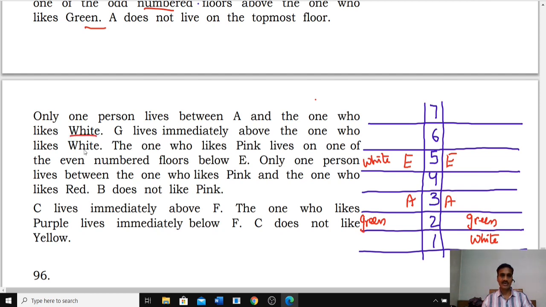G lives immediately above the one who likes white. G is immediately above white. In the first case, G is on the 6th floor. In the second case, G is on the 2nd floor. G is immediately above this white.